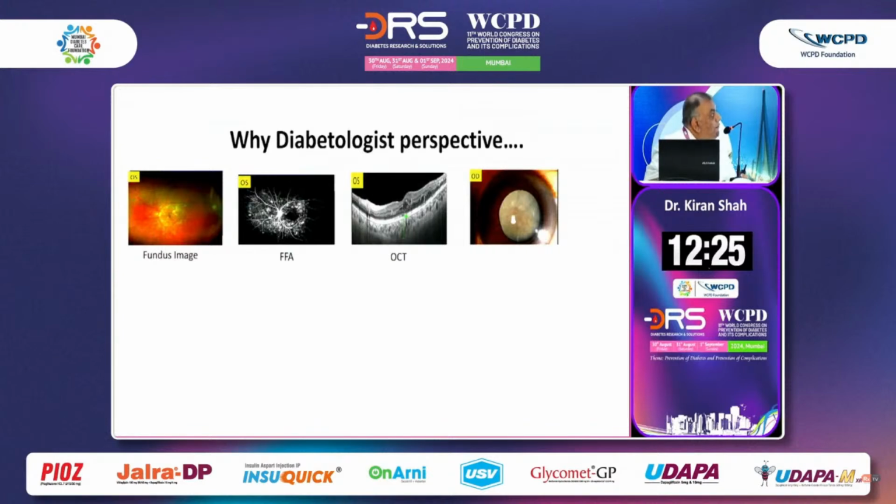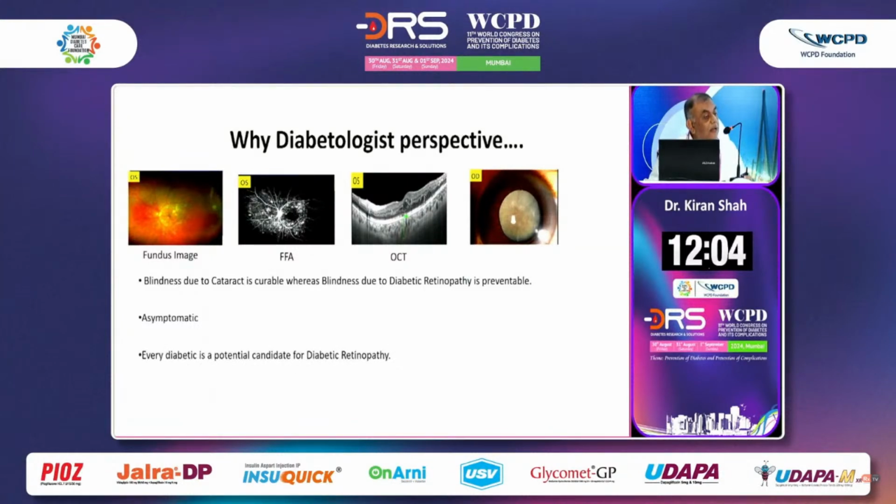If you look at this particular case, there is a left-sided diabetic retinopathy and the patient has a right-sided mature dense cataract, so we cannot actually figure out what is happening in the retina. As a diabetologist, please remember that blindness due to cataract is curable, whereas blindness due to diabetic retinopathy is preventable. It is asymptomatic. Every diabetic is a potential candidate for diabetic retinopathy. And as diabetologists, prevention of the development of diabetic retinopathy should be our aim.